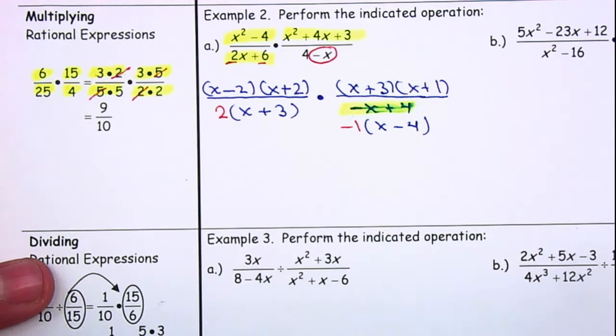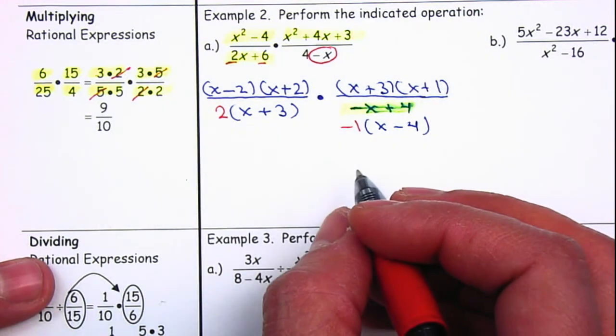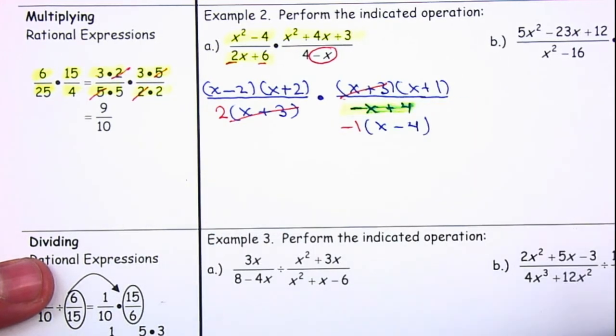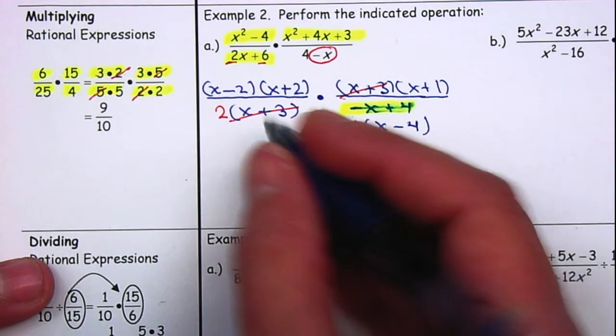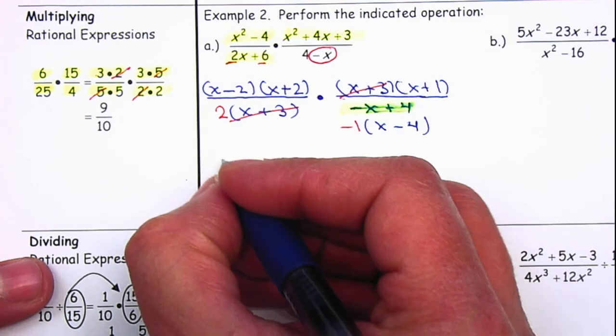Now I can cancel out. Let's see. What cancels? X plus 3 cancels. And that's it. You guys will notice that sometimes everything cancels, and there's sometimes that only one item cancels, which is fine. Now you don't need to multiply it out, you can just leave it as it is.